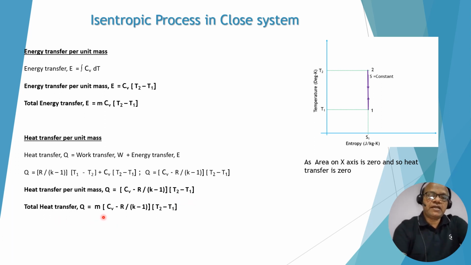For the total, you have to multiply by mass. On the PV and TS diagram, you can see the entropy remains constant, and heat transfer on this curve is 0. So heat transfer in this process is 0, because it is an isentropic process.